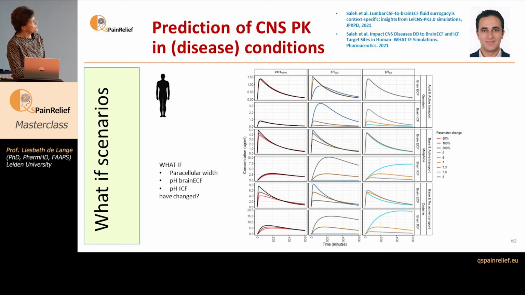And here you can see a panel for one drug, and this is brain extracellular fluid, and this is brain intracellular fluid, and this is changing the paracellular width, and this is pH of the extracellular fluid and the intracellular fluid. So you can see for these compounds, genistein, morphine and codeine, that these compounds are quite sensitive to these changes. There are also drugs that do not change. For instance, phenytoin. Phenytoin doesn't care whatever happens. It is very predictable just from plasma onwards. But other drugs do. We should know when things can change.